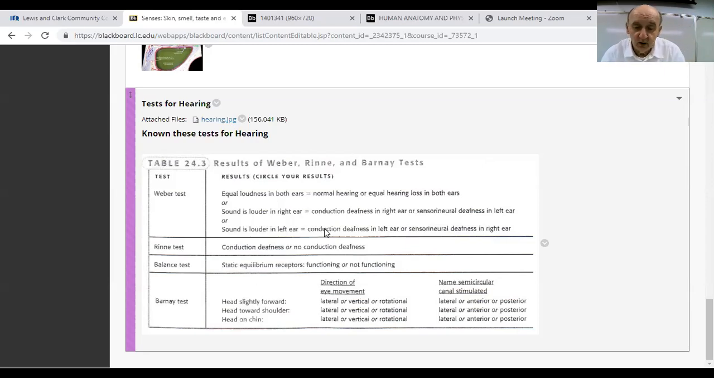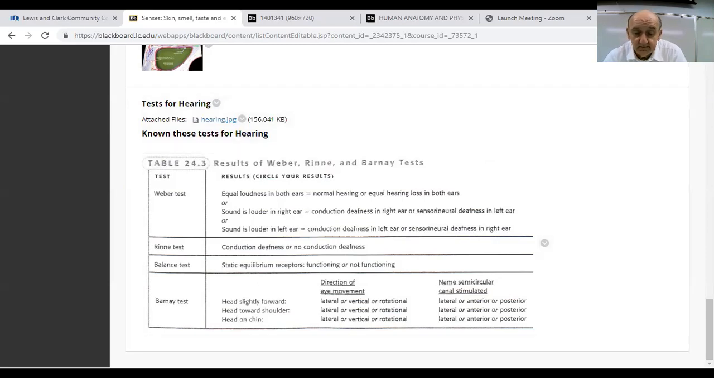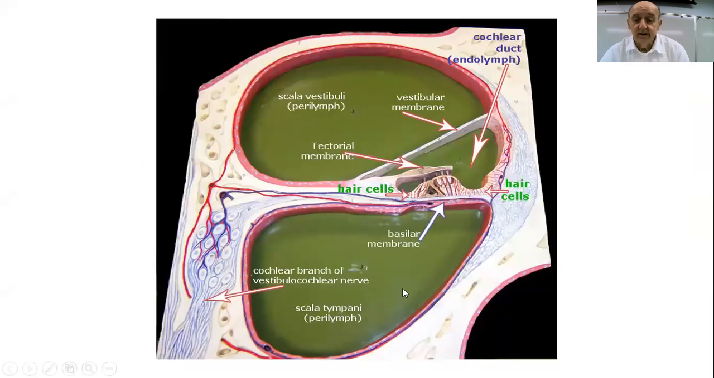Excuse me. I'm going to go back to a screen share, which takes us back to this lab PowerPoints. Let me see. I think I just found it.